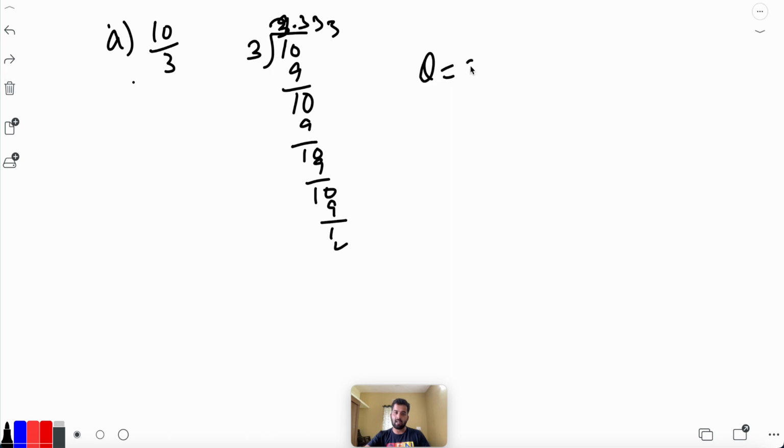What is the quotient here now? 3.333 dot dot dot. What does it mean? 3 is getting repeated again and again. What will we write as the final answer? We will put a bar on the 3. What does the bar stand for? That 3 is getting repeated infinite times.